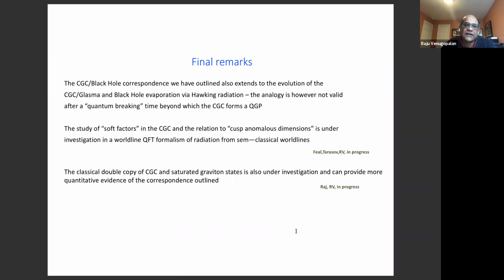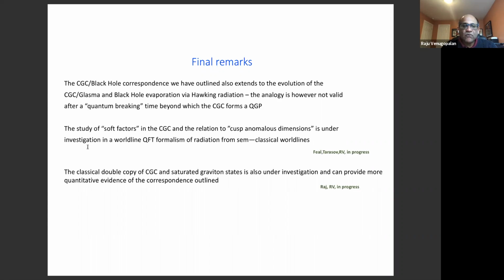I really apologize. So let me just end with some final remarks that this CGC black hole correspondence we outlined also extends to the evolution of the matter that we have produced. And there's a correspondence between how this CGC evolves in this plasma state, in a high energy scattering, and black hole evaporation through Hawking radiation. The analogy, however, breaks down when the occupancies become order 1. Okay, so in the CGC, there's a quantum breaking time where the occupancies become order 1, and that's when the CGC evolves to form a quark-gluon plasma. And at that point, this exact analogy kind of breaks down.